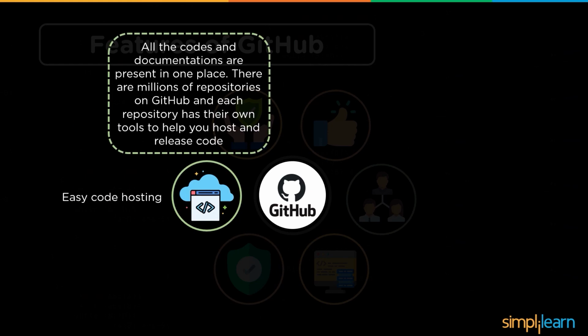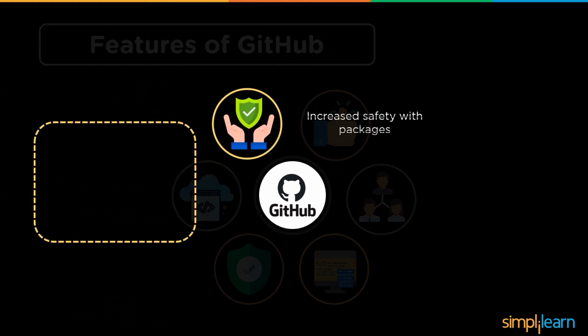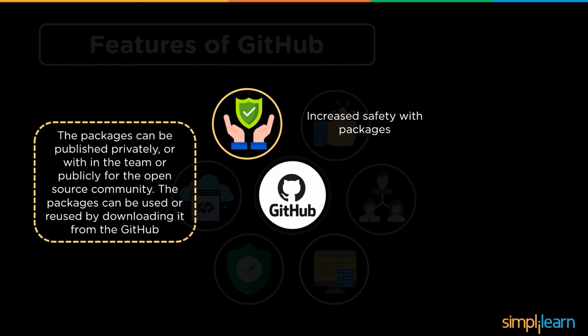And then we have easy code hosting. All the code and documentation are present in one location. There are millions of repositories available on GitHub, and each repository comprises its own source code and its own different people having access. And then increased safety with packages. Those packages can be published privately. You can have both public and private access. The packages can be used or reused by downloading them from GitHub, and a variety of applications is there. So if you're working on open source, in that situation it will be publicly available.